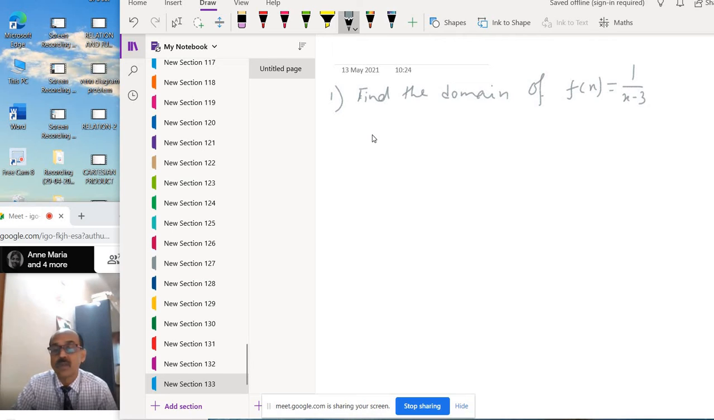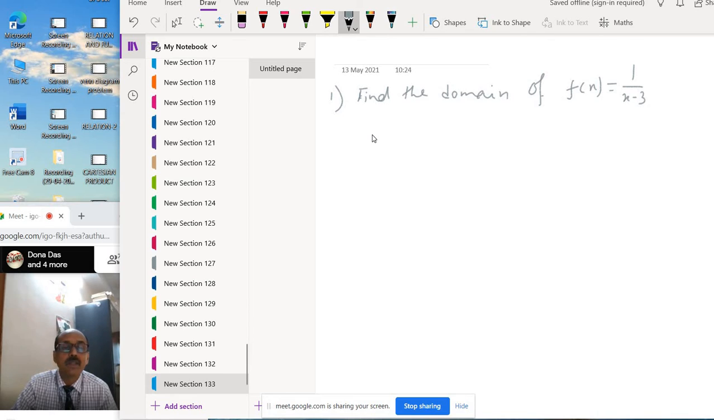Find its domain. So domain means the x value. Now first tell me, when is this function not defined? For any function, when is it not defined, any idea? When a function is not defined, if its value is infinity, that means not defined, not possible.